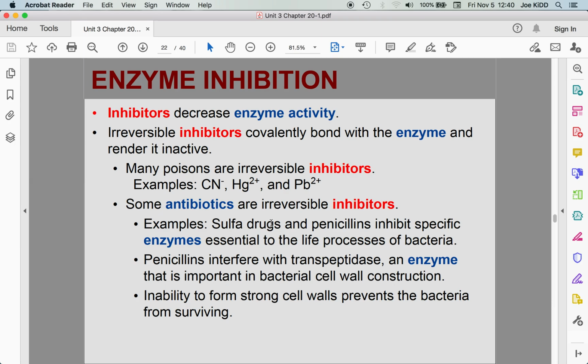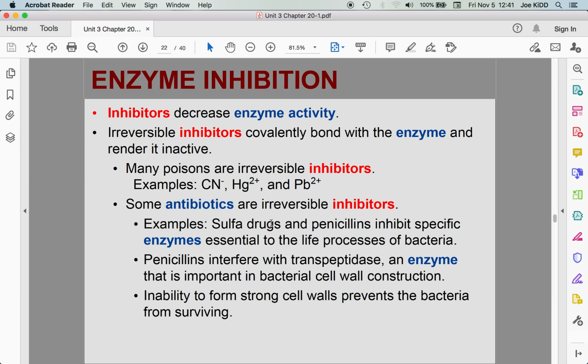So there are different kinds of inhibitors. The first kind we're going to talk about are what we call irreversible inhibitors, also sometimes called suicide inhibitors. These inhibitors will permanently bind to the enzyme at the active site most of the time, rendering it inactive. It will no longer be able to accept substrate and has essentially been turned off. So things like cyanide, mercury, lead, these are examples of irreversible inhibitors.